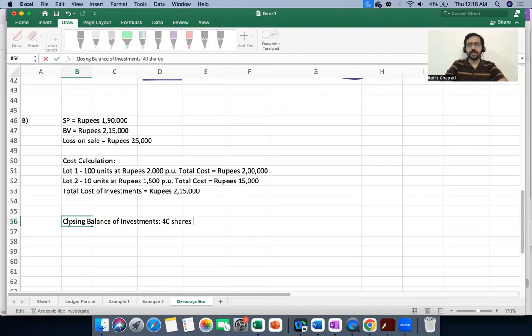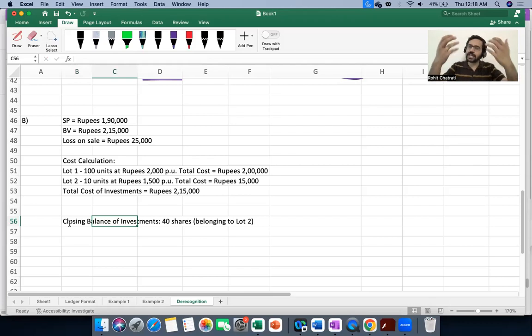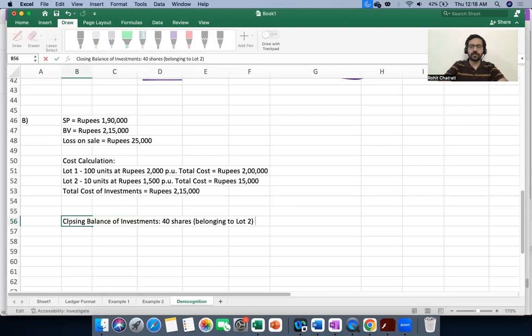40 shares belonging to lot 2. Because it is belonging to lot 2, I will obviously take the price of lot 2 itself, right? If it was belonging to lot 1, I would have taken the price of lot 1. But over here, it is belonging to lot 2. Therefore, I won't apply a price of 2000 per unit. I will apply lot 2's price, which is 1500 per unit, so 40 into 1500 is rupees 60,000.